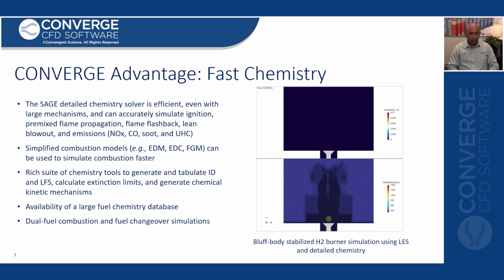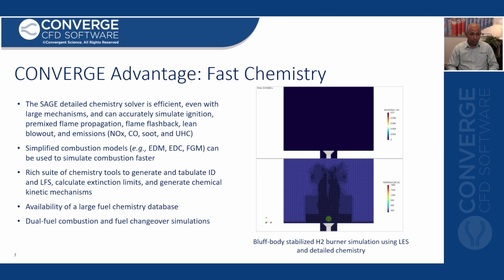Now, let me talk a little bit about the fast chemistry here. The SAGE detailed chemistry solver is an efficient way to solve detailed chemistry. This works even with a large mechanism. There is no limit for the species count. And detailed chemistry can accurately simulate the ignition process, the premix flame propagation, flame flashback if there is flashback happening, and lean blowout if there is lean blowout happening. And if your chemical mechanism has all the emission species like NOx, CO, and unburned hydrocarbons, you can predict those as well.